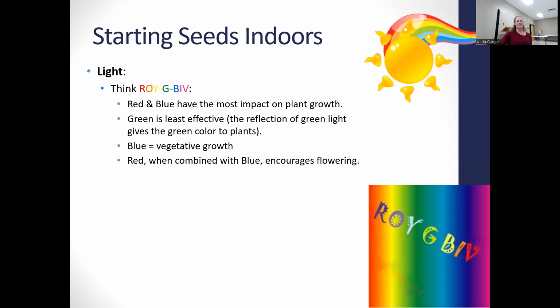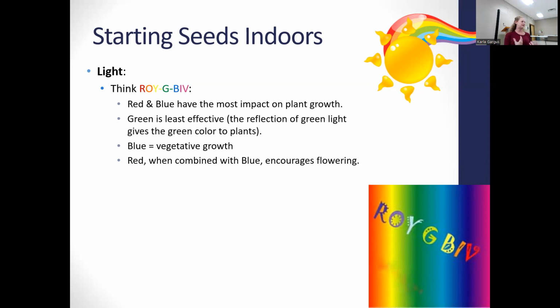Okay, and then again with the lighting, as the plant grows, you think ROY G. BIV. Red and blue have the most impact on plant growth. And this is especially important if you're manipulating poinsettias or amaryllis, like maybe on a commercial level, or you're forcing them to bloom. You really need to study up on these type of things. But the red and the blue have the most impact on plant growth.